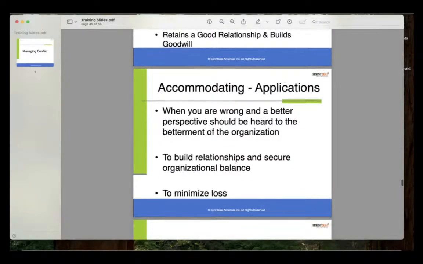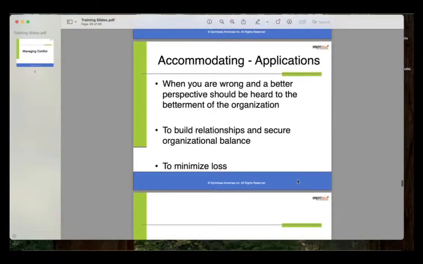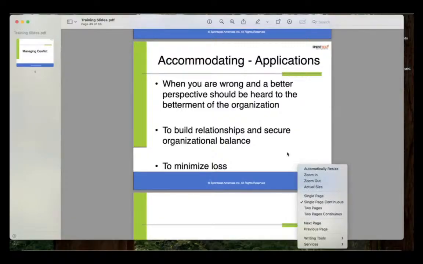Also, the application of this is to minimize the loss. How is the loss minimized? Because we are ready to accommodate and understand the other perspective, the perspective of the other team, person, or interested party, whoever is involved. So that is how we are minimizing the loss in this particular conflict handling style.